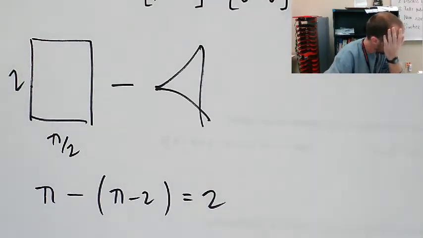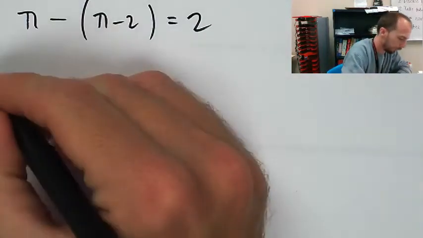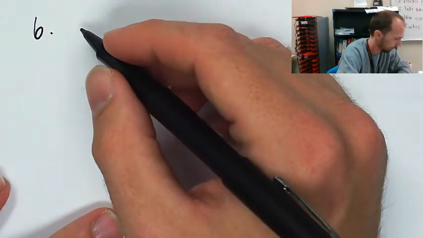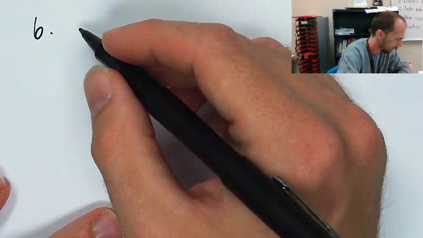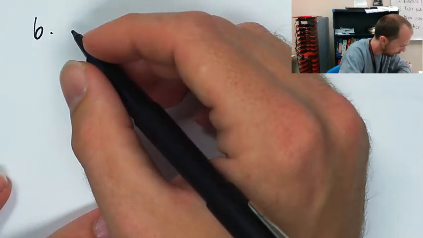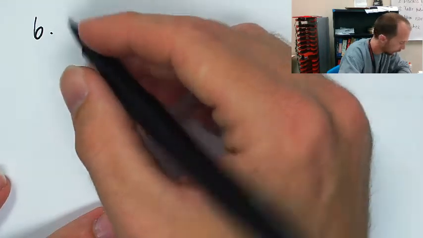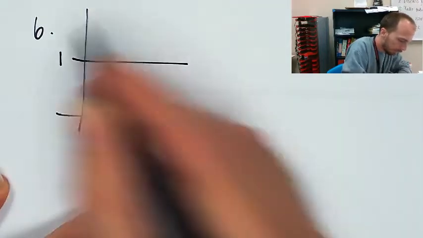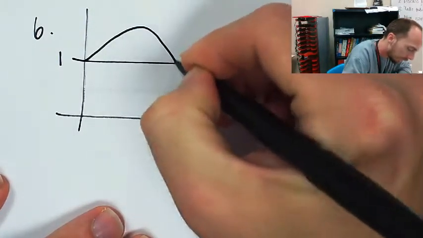Number 6. Still this. Region R is bounded by the graph of y equals 1 plus x cosine x and y equals 1. Okay, this is one we're going to have to use a calculator to find the intersections. Actually, we won't. I think, no, I'm not going to need a calculator for that. So, okay, that's y equals 1, and this is the curve.